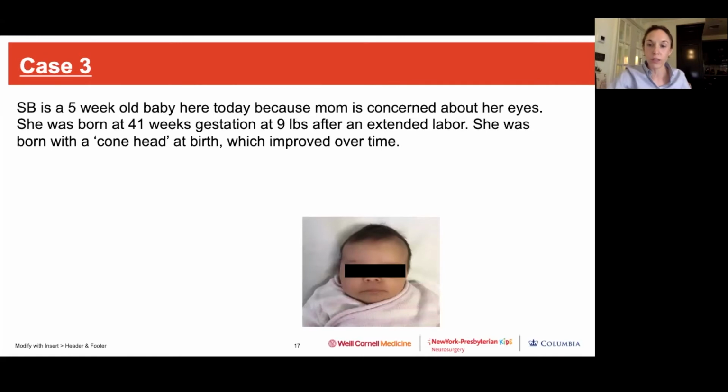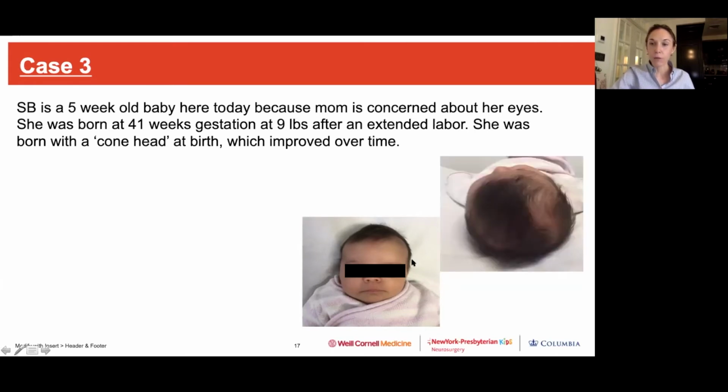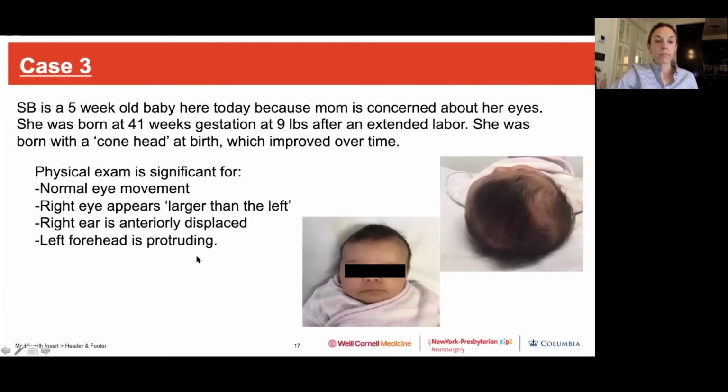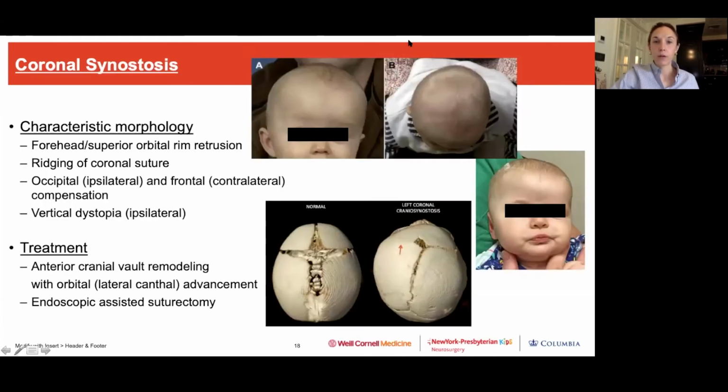This is what this child looks like. The mom was spot on. So this orbit is higher than this one. So the right eye is elevated, the left eye is depressed. And if you look at her from the top down, hold on, I gotta move my window. You're seeing that she has retrusion of the frontal bone here and bossing of the frontal bone here on the side that she is elevated and bossing on the side that she is pushed down. So that is described as coronal synostosis.